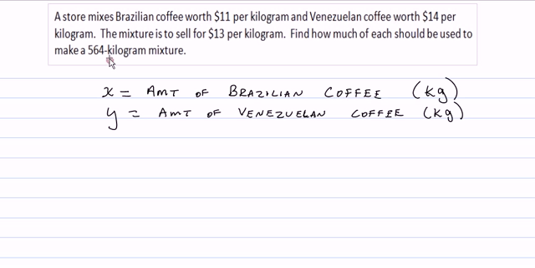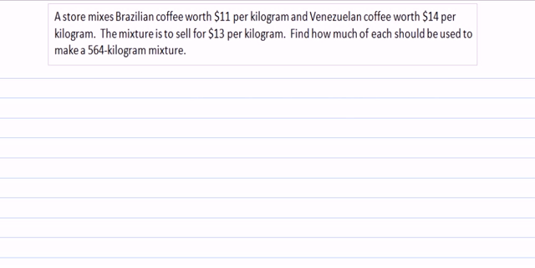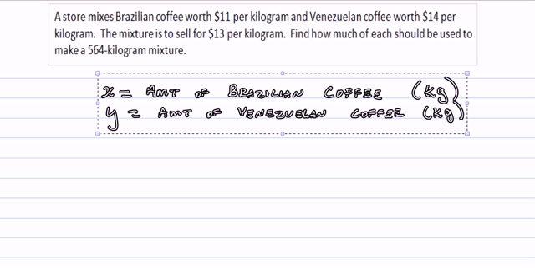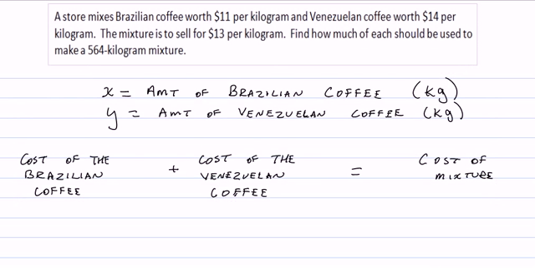Now, one of the equations is fairly easy to come up with. We know that the total amount of the mixture is 564 kilograms. So if we take the kilograms of the Brazilian coffee plus the kilograms of the Venezuelan coffee, x plus y, that should equal 564. So that's one of the equations. The other one's a little more difficult. We need to think about how we can put this together.